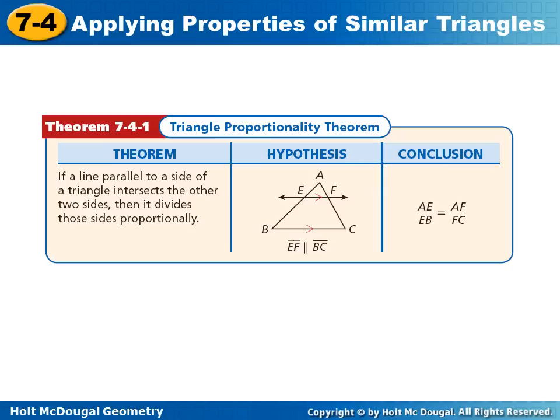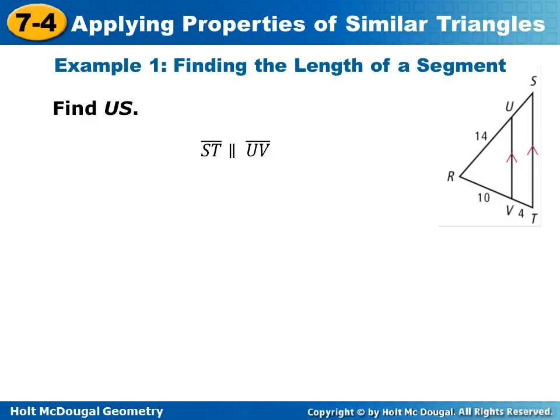Let's look at the triangle proportionality theorem. If a line is parallel to a side of the triangle and it intersects the other two sides, then it divides those two sides proportionally. So if EF is parallel to BC, then AE to EB is equal to AF to FC.